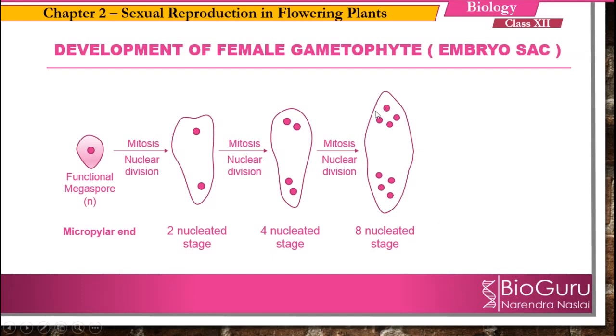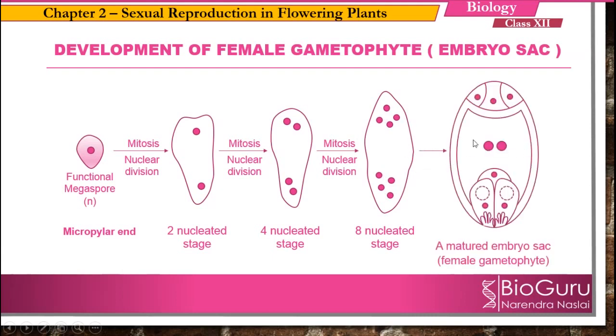Soon after the formation of the 8-nucleate stage, these nuclei will rearrange and form a mature embryo sac. So this is the structure of the mature embryo sac. Out of 4, 3 nuclei will remain towards one pole, around which the cell wall is laid down, and they are going to form the 3 cells.